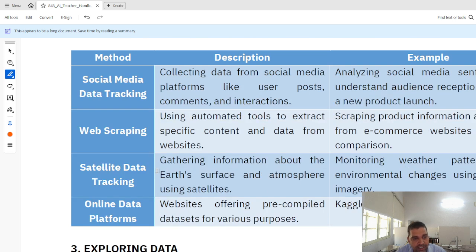The third method of collecting secondary data is satellite data tracking. We gather information about the Earth's surface and atmosphere using satellites. Just now, India and America are going to launch the NISAR satellite, which will collect data of the Earth's surface, near about a 250 kilometer area in one glance. So, monitoring weather patterns and environmental changes using satellite imagery.